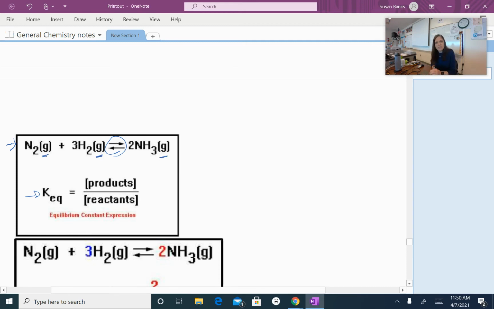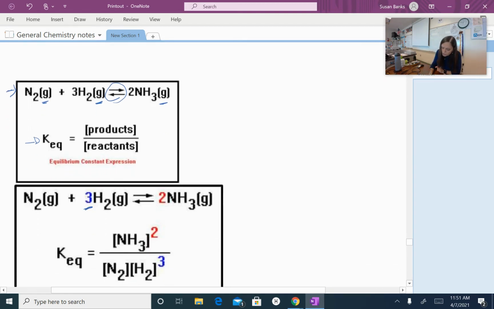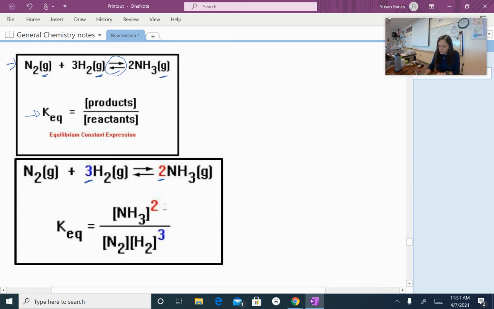Since all 3 of these things are in the gas state, they will all show up. Okay? So we have this going on. We also have to pay attention to our exponents. Our coefficients become exponents. So remember, our products are going to go on top. So our concentration of ammonia is going to go on top. That coefficient becomes an exponent. Okay? And our concentration of our reactants go on the bottom.